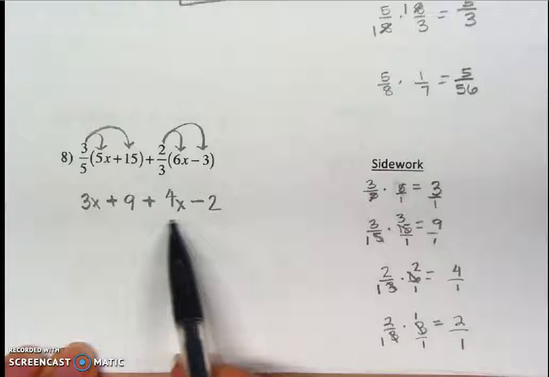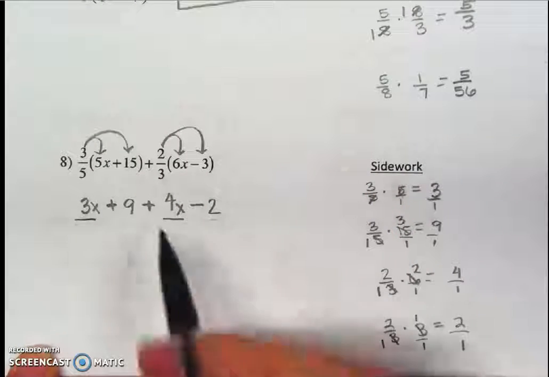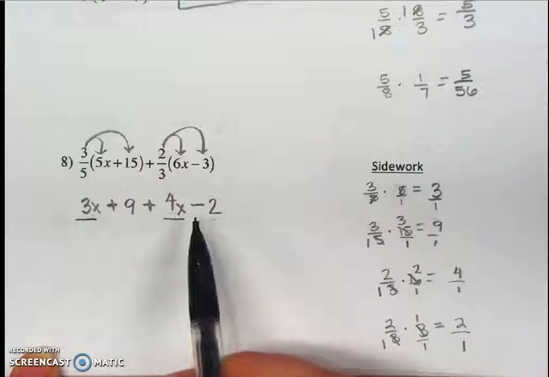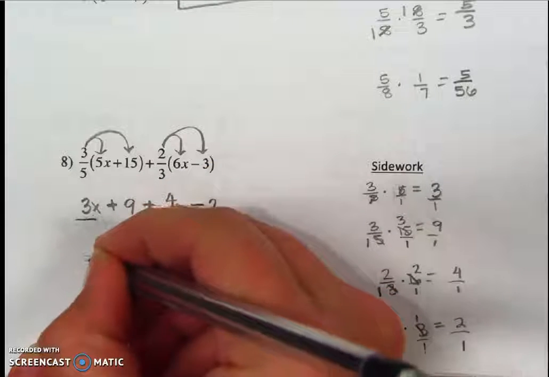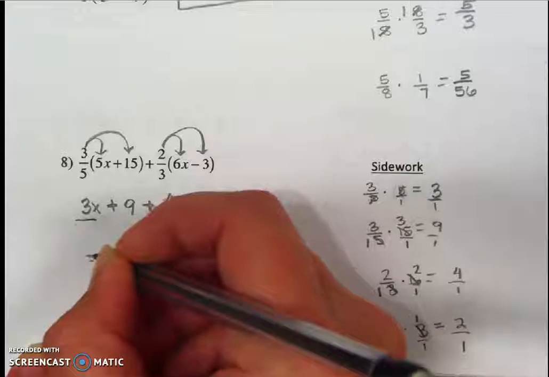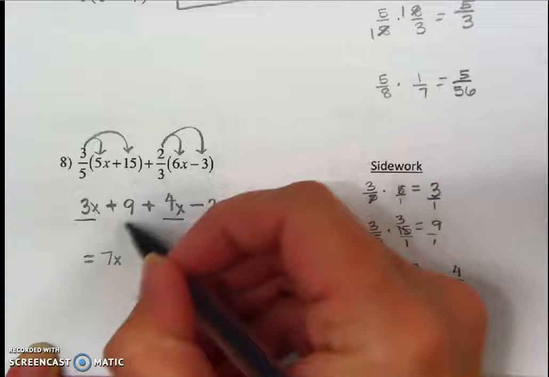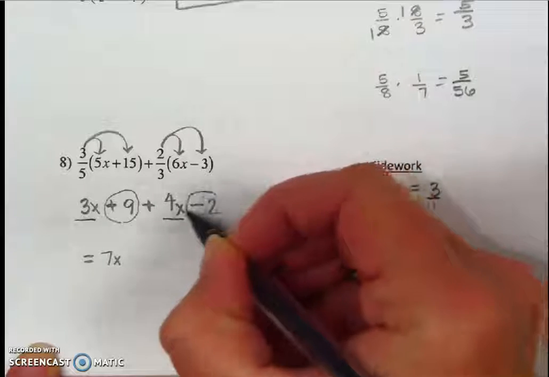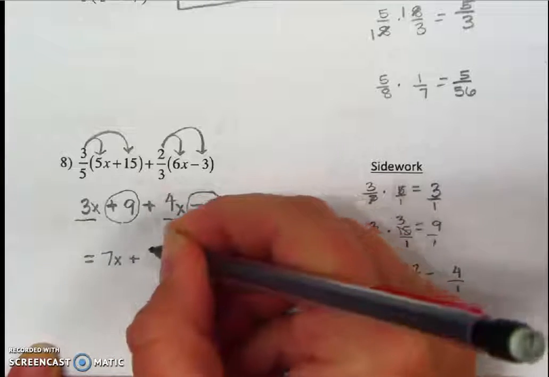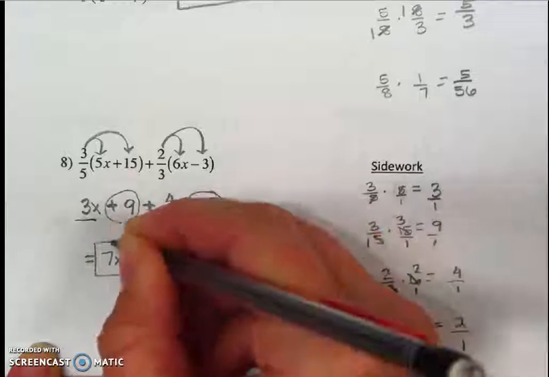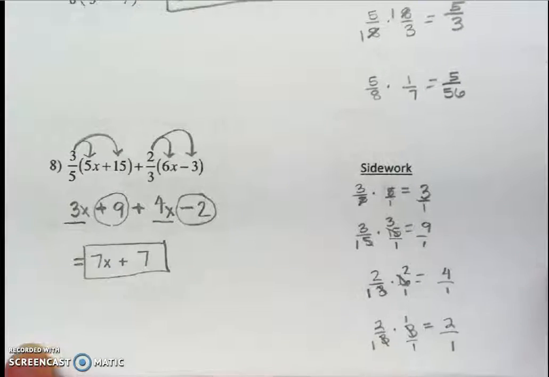All right, now I see I've got some terms to combine. So I see I've got 3x and 4x. Both of those have x's, so I can group them together. I can combine those together. 3x plus 4x would give me 7x. And I wrote an equal sign here, so I know that this should be where my answer is. That's why I wrote that. Then I have my constants. I have 9, and I have a minus 2. 9, take away 2, is a positive 7. And so my total answer there is going to be 7x plus 7. Completely simplified.